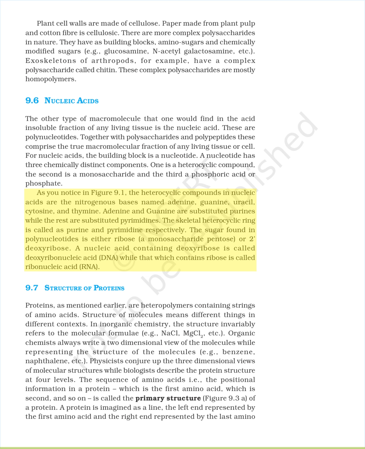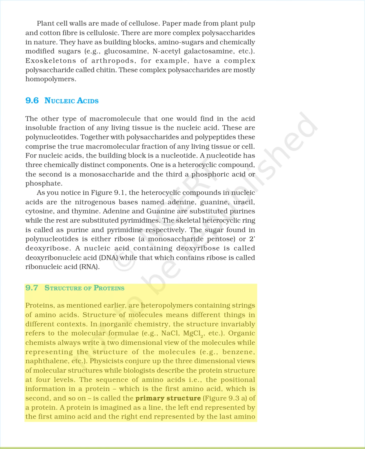As you notice in Figure 9.1, the heterocyclic compounds in nucleic acids are the nitrogenous bases named adenine, guanine, uracil, cytosine, and thymine. Adenine and guanine are substituted purines while the rest are substituted pyrimidines. The skeletal heterocyclic ring is called purine and pyrimidine respectively. The sugar found in polynucleotides is either ribose, a monosaccharide pentose, or 2'-deoxyribose. A nucleic acid containing deoxyribose is called deoxyribonucleic acid, DNA, while that which contains ribose is called ribonucleic acid, RNA.